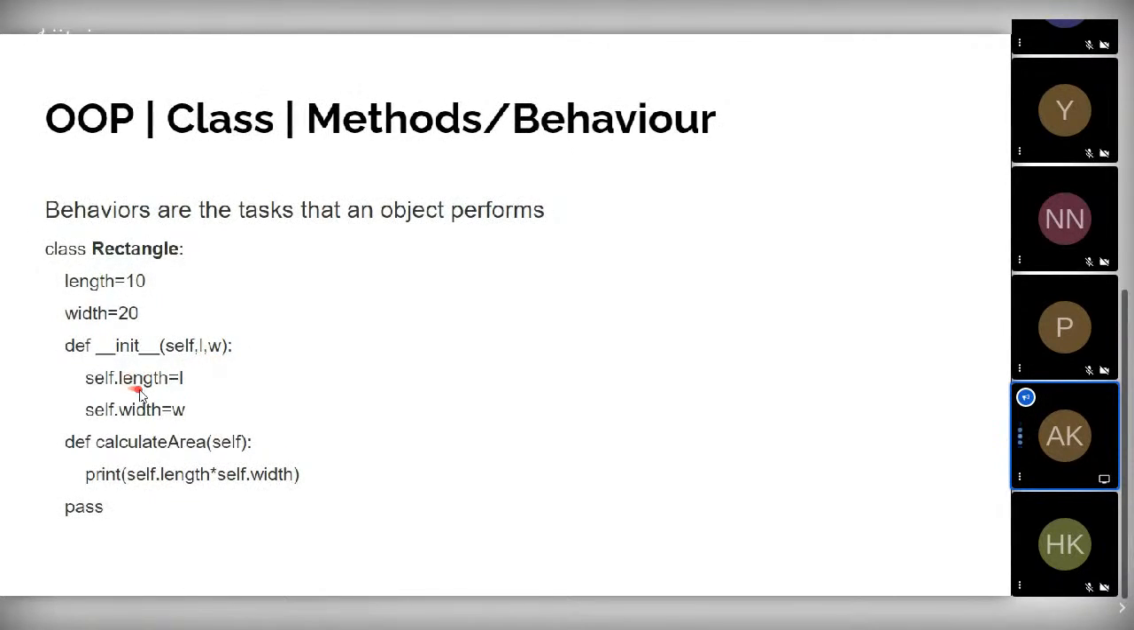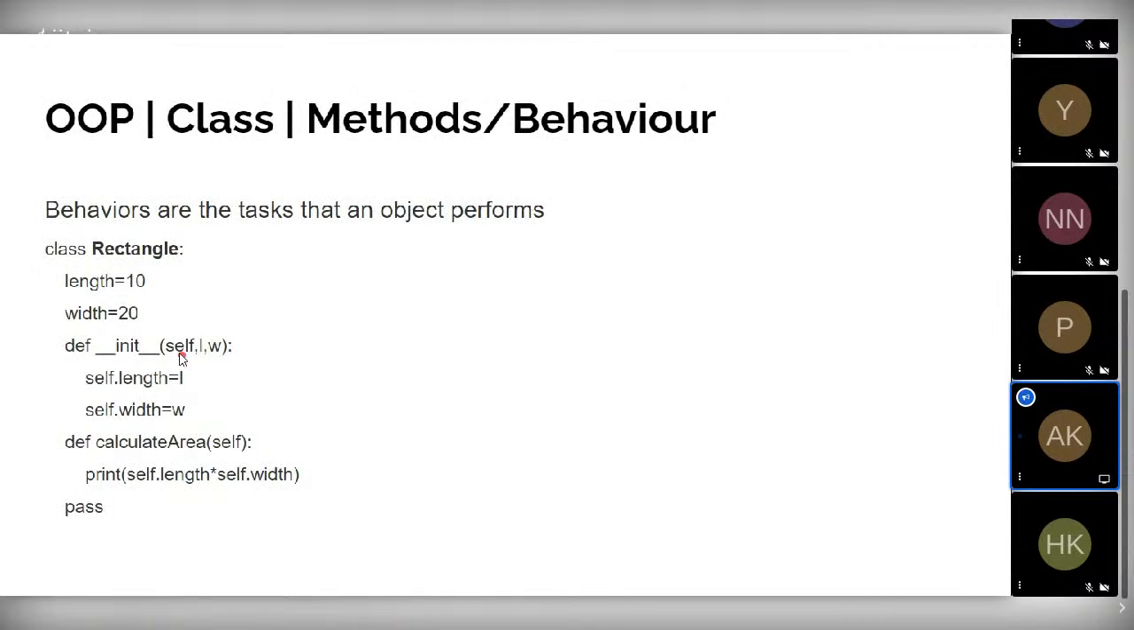Now you can see that we are writing self.length is equal to l, and self.width is equal to w. This class has the attribute length, and to fetch the attribute we need to write self dot attribute name. So we have the length attribute, so we write self.length is equal to l. Whatever value you pass in l will be assigned to the length attribute of the class. Similarly, self.width is equal to w.